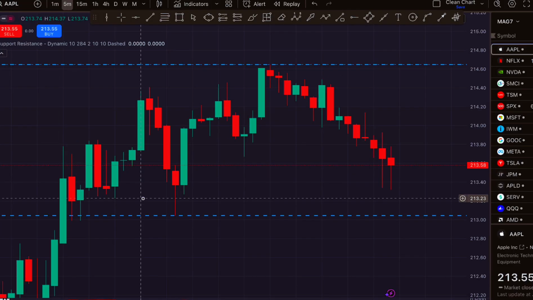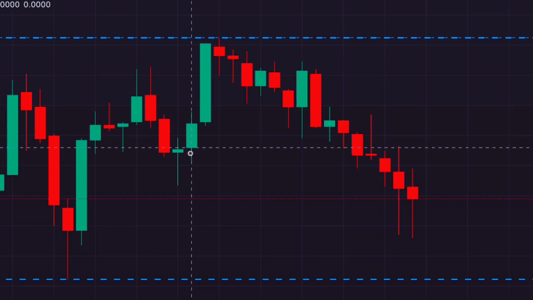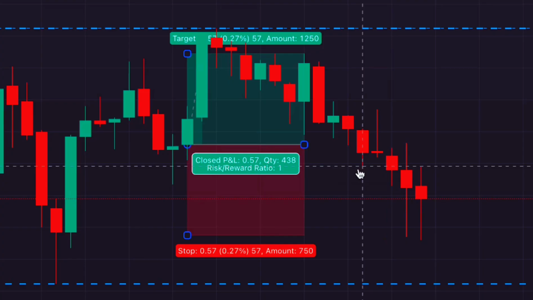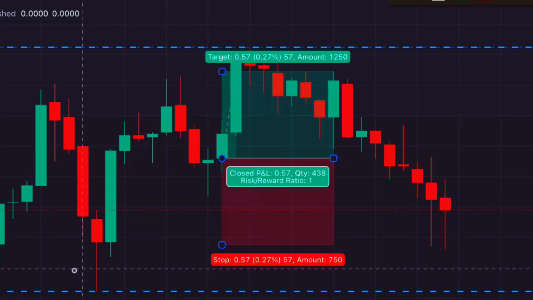So those are the patterns that we are looking for, and then you take your trade. In this case, let's say, for example, we want to take this one here. Okay, so you put a stop loss just outside the box.